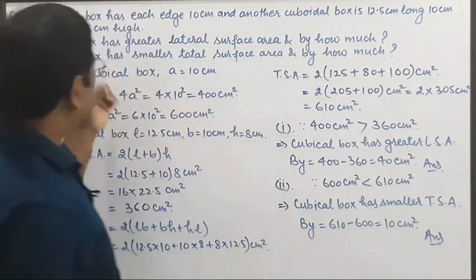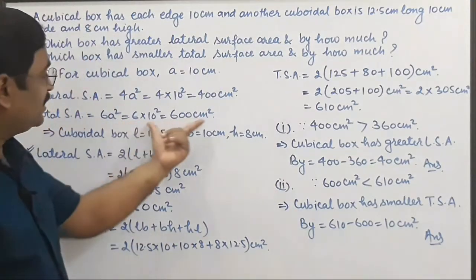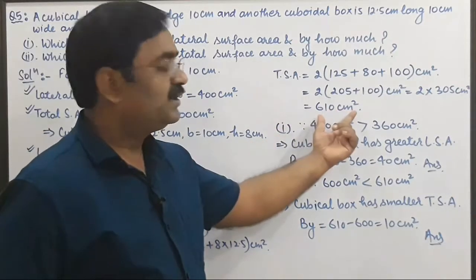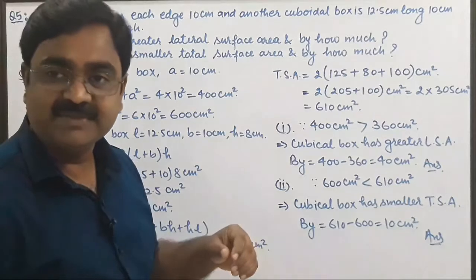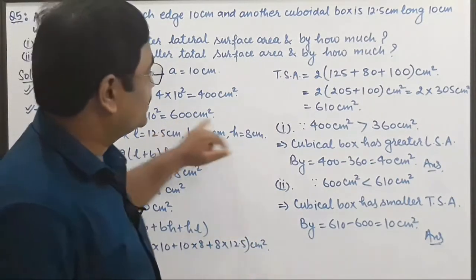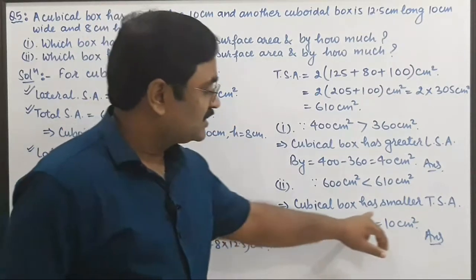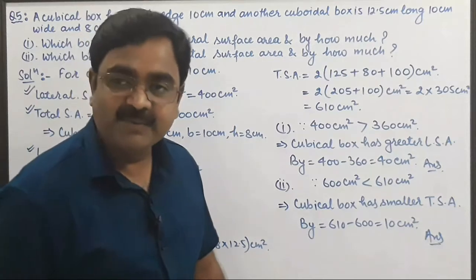Second question, which box has smaller total surface area? So total surface area of cubical box is 600 and total surface area of cuboidal box is 610. तो किसका कम है? Cubical box का total surface area कम है because it is 600 and it is 610. So cubical box has smaller total surface area by 10 centimeter square.